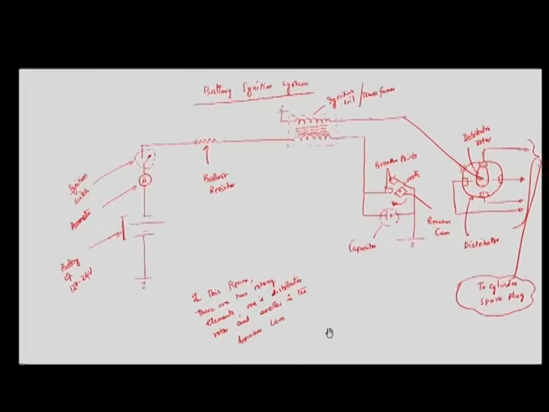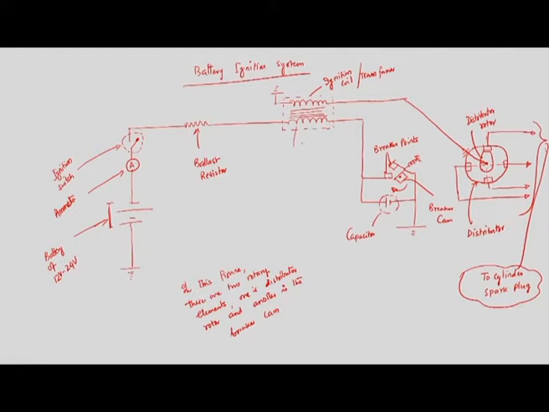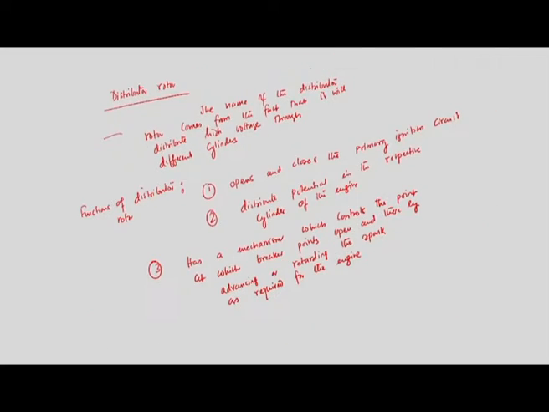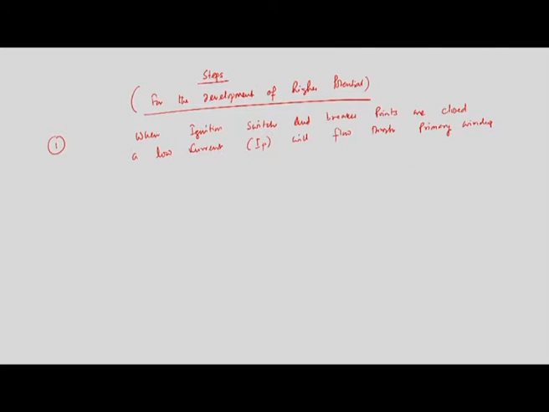This is primary and this is secondary. So, primary winding and secondary winding we have in an ignition coil. When the ignition switch and breaker points are closed, a low voltage current will flow through the primary winding, and that is the first step. Second, number 2: we have understood that when the ignition switch and breaker points are closed, a low current will flow through the primary winding.